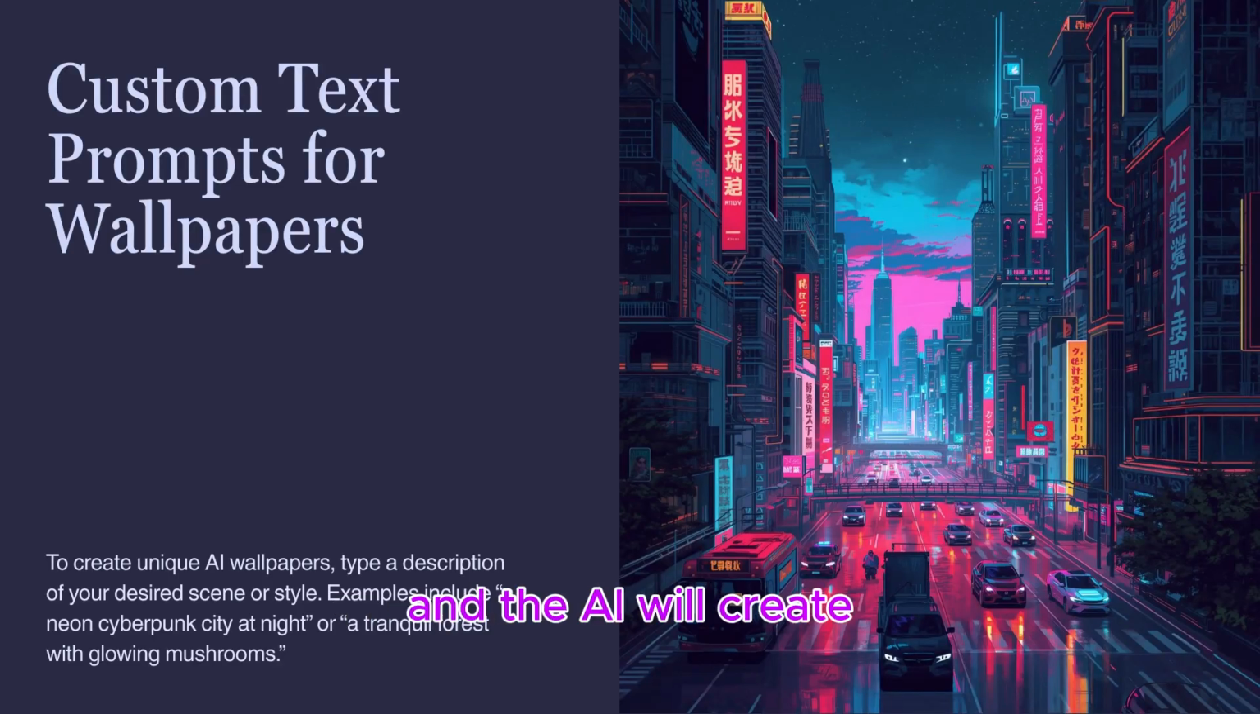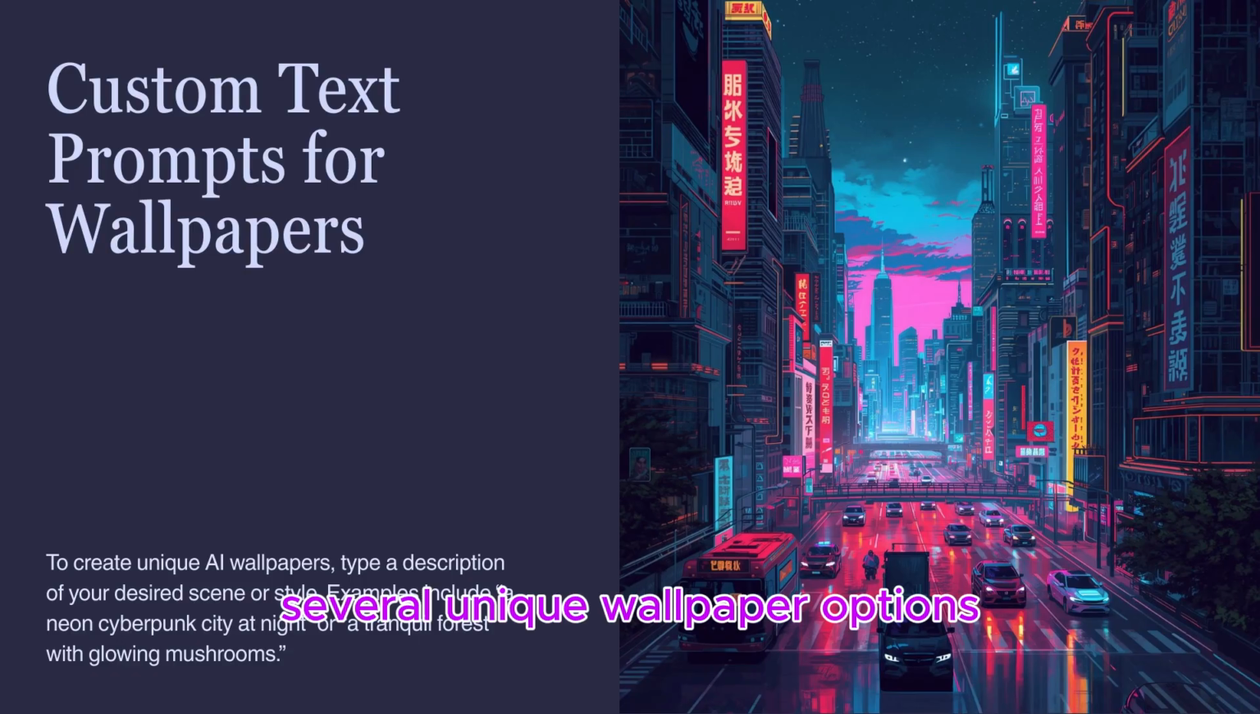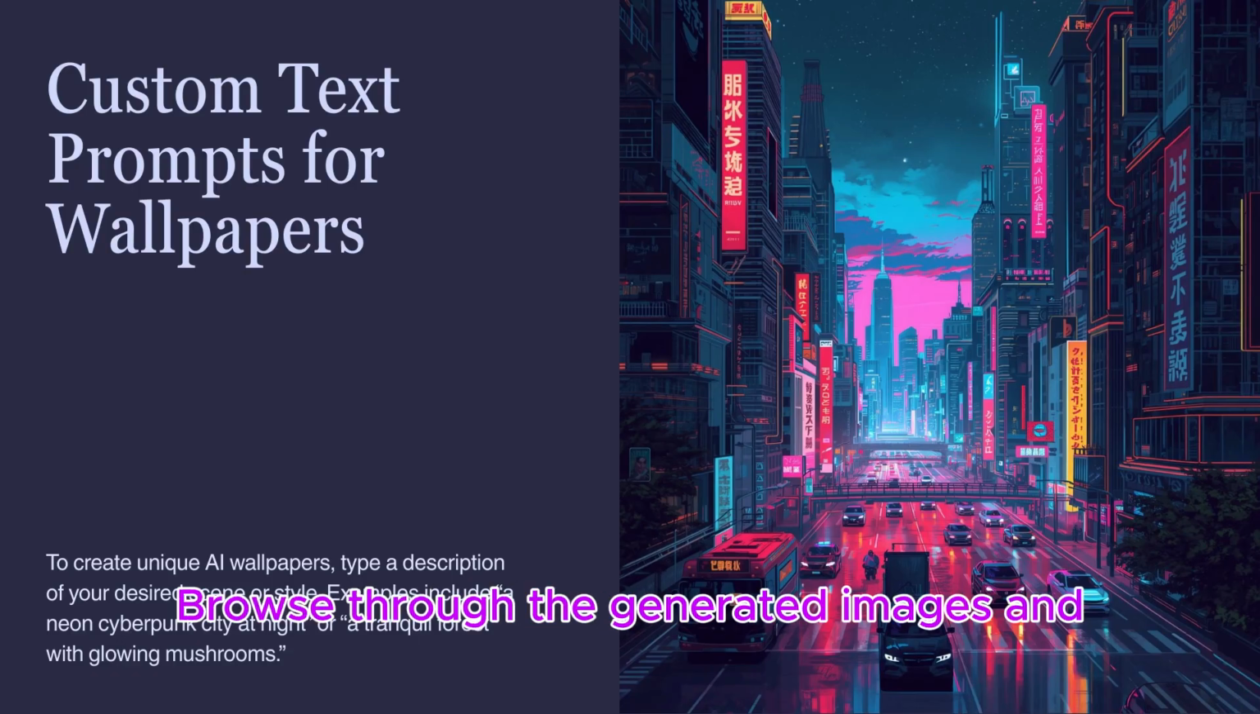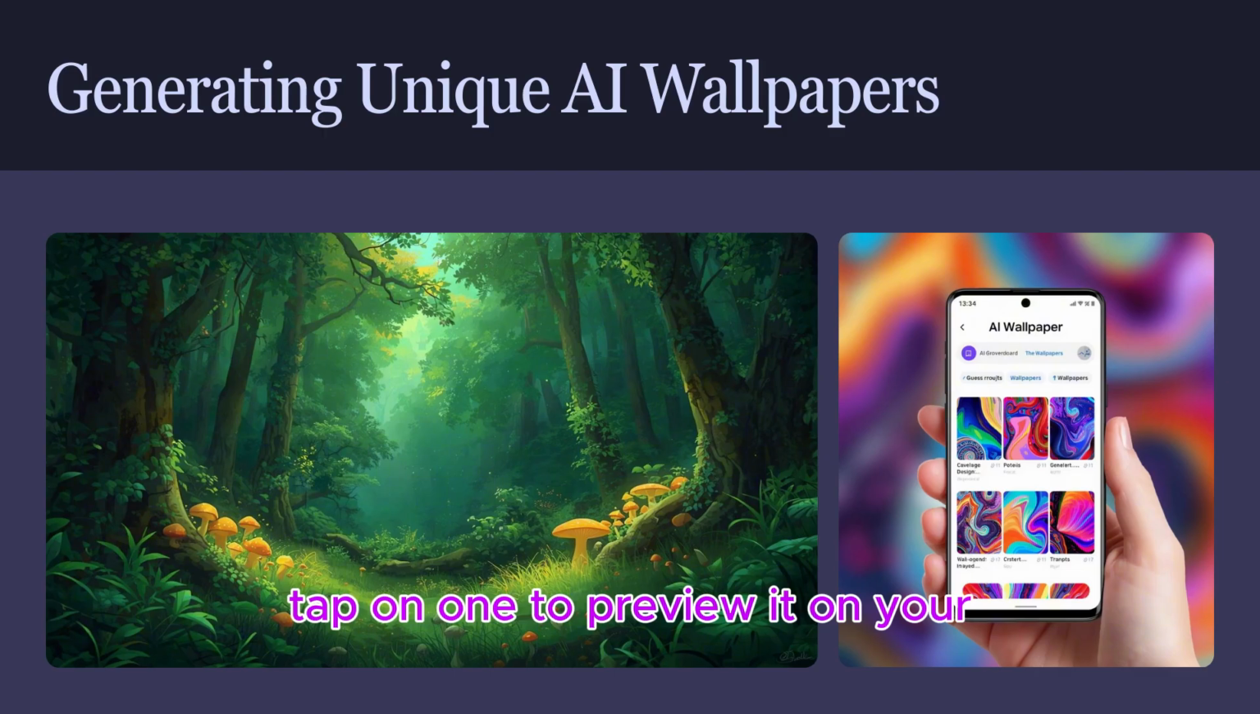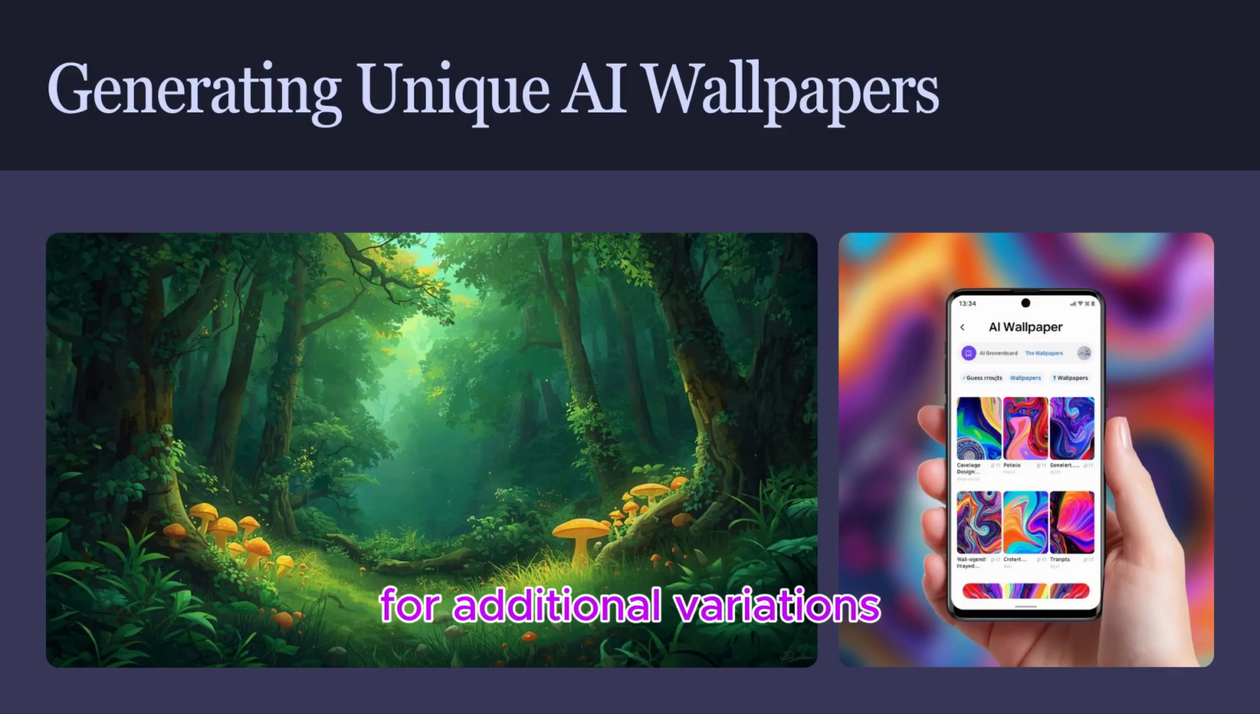Tap Generate and the AI will create several unique wallpaper options based on your prompt. Browse through the generated images and tap on one to preview it on your home and lock screens. If you like it, tap Set Wallpaper. You can also tap Generate More for additional variations.